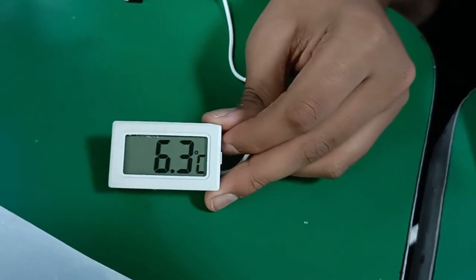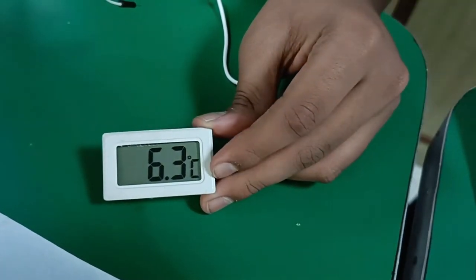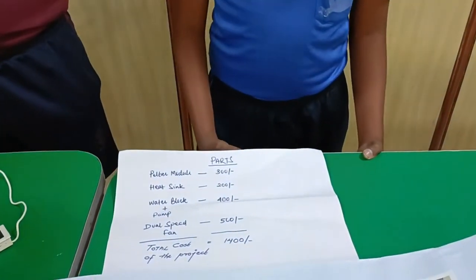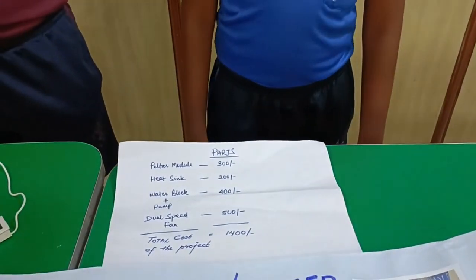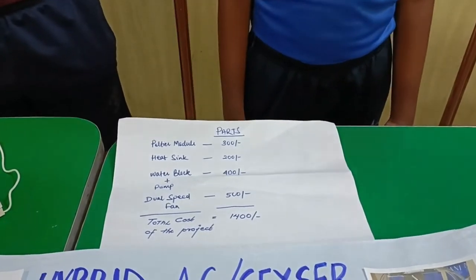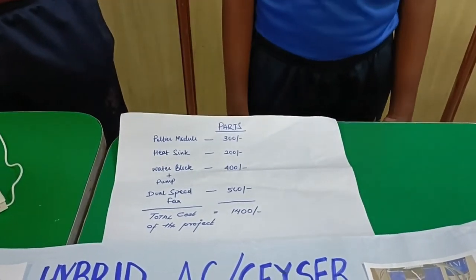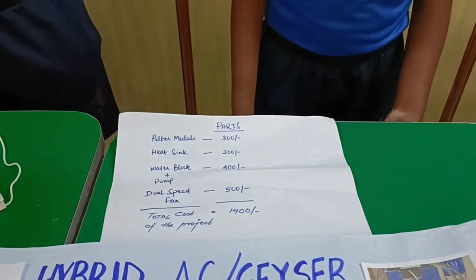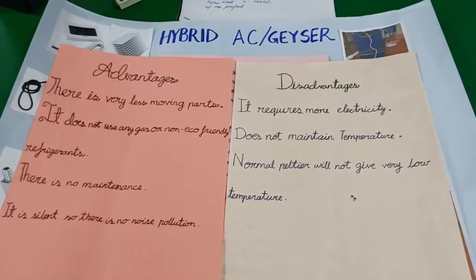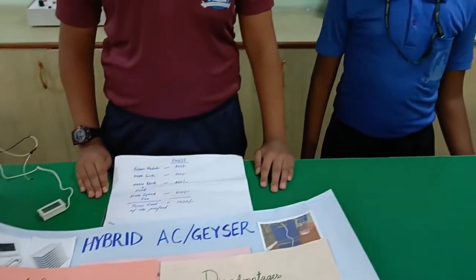Now the temperature has reached 6.3 degrees Celsius. So now I will be telling the cost of the parts. The Peltier module cost us 300 rupees. The heat sink cost us 200. The water block along with the pump cost us 400 rupees. And the server fan cost us 500 rupees. Total, we spent 1400 on this project. Now I hand over to my friend Arnav to conclude.